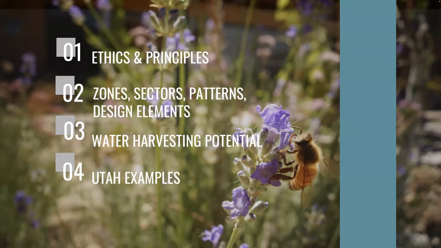And so we are designing ourselves away from this more parasitic relationship that we've had as humans with our environment into one that is more mutualistic and even better, regenerative. And then I'll talk a little bit about zones, sectors, patterns, design elements. And of course, being in the second driest state in the nation, although this year is definitely an anomaly, I want to talk a little bit about water harvesting, and so learning what our potential is when it comes to water harvesting on our landscapes. And then I'm going to end with those Utah examples, giving you some visual examples of what could be done when we apply the permaculture framework to a landscape.